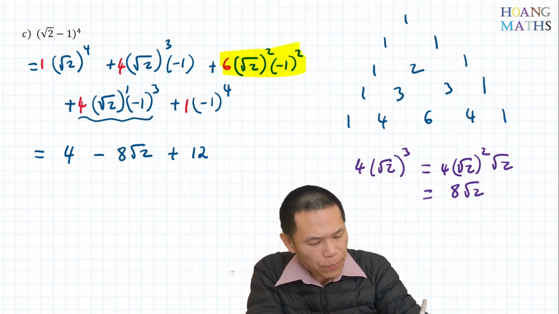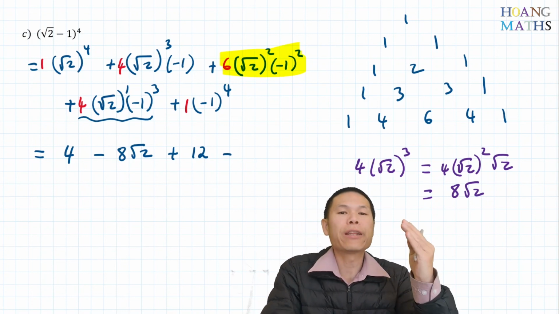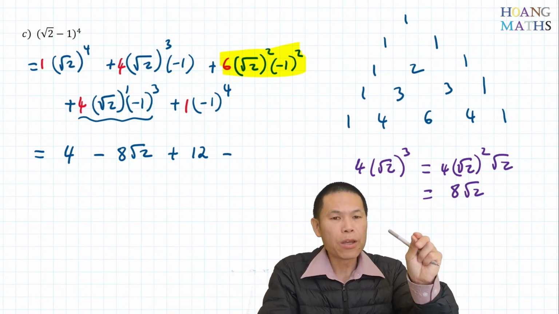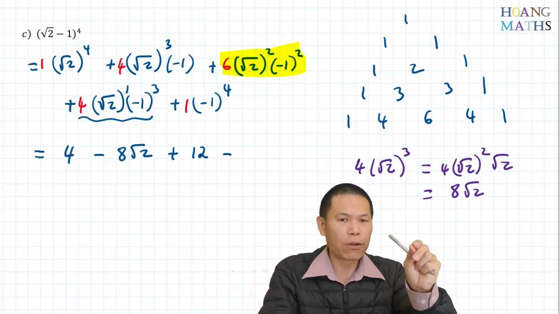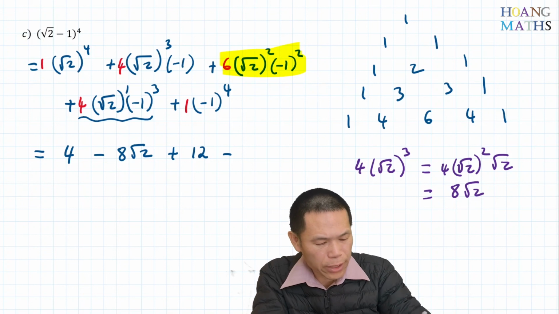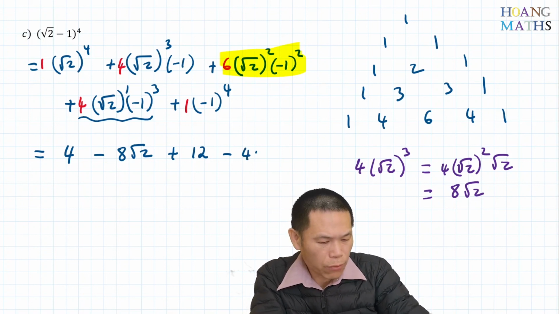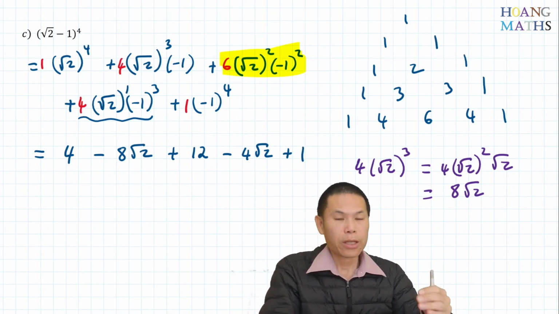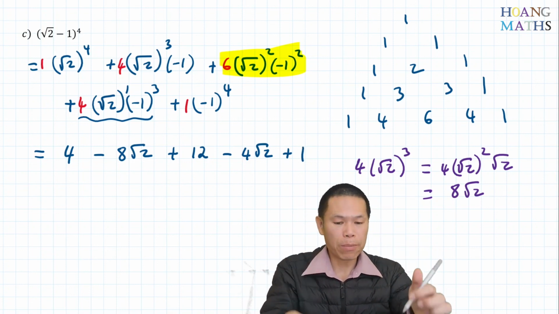So the next one is this term here. We have a negative because negative 1 to the power 3 is negative. Otherwise, you know the next term is positive, then followed by negative, followed by positive. And then we have 1 to the power 3 is 1, so the answer should be 4 times root 2, which is 4 root 2. And the last term, negative 1 to the power 4, is positive anyway. So plus 1 times 1 is 1. There you go.